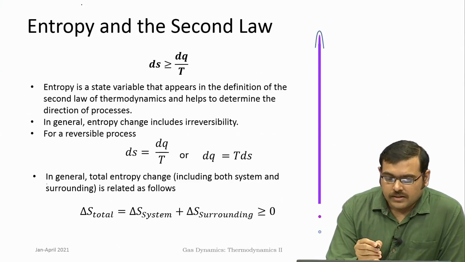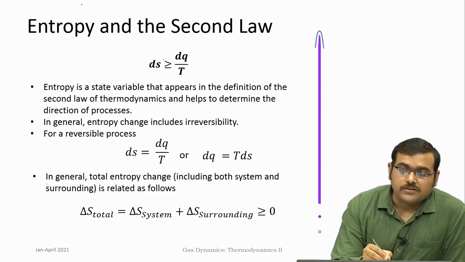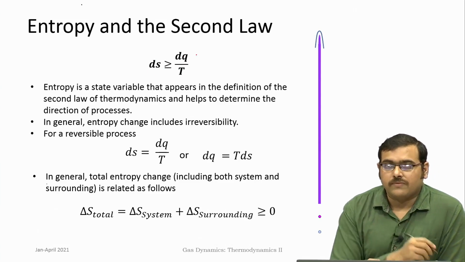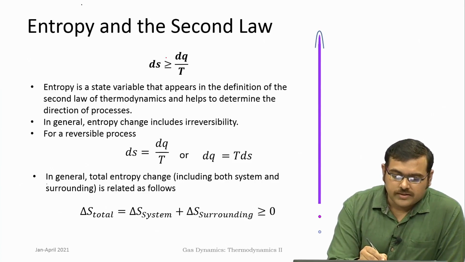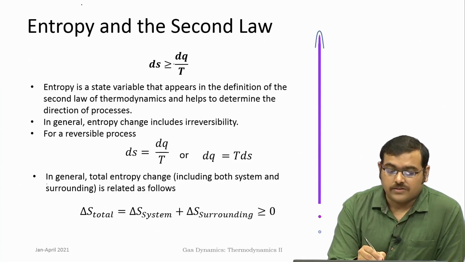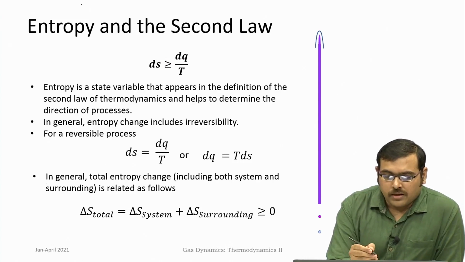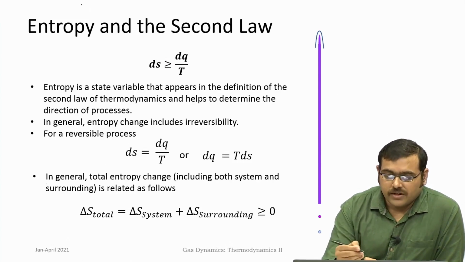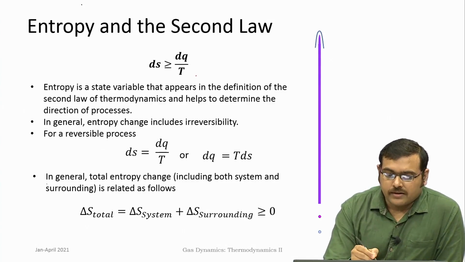So, the entropy of the system, or the change in entropy, is always greater than or equal to dq by T, where dq is the amount of exchange of heat energy. So, you should notice that this is equal to and greater than, it is not exactly equal to. This is because during processes there can be irreversibilities that are introduced due to various things like friction, and so the entropy change includes such irreversibilities, and in general it will be greater than dq by T.